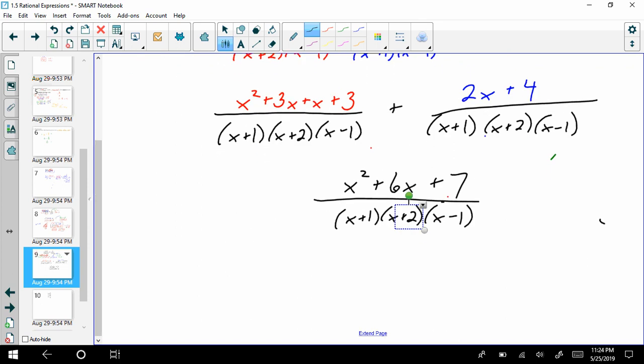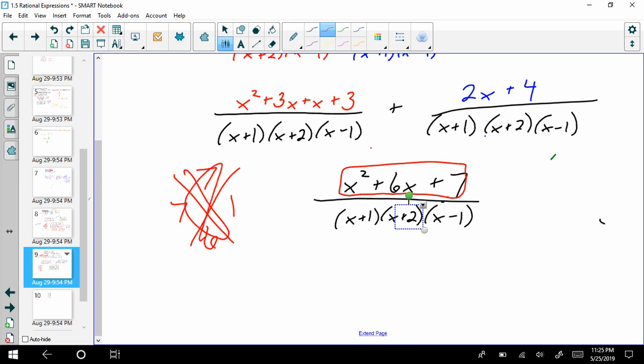Technically we're done, but the last thing I'd like you to check for is to see if we can cancel anything. So let's go ahead and factor this top. I want to multiply to 7 and add to 6. What two numbers do that? Well, nothing does that, right? Because the only things that multiply to 7 are 7 and 1, but there's no way I'm going to add those to also get a positive 6. So it turns out this is the answer.